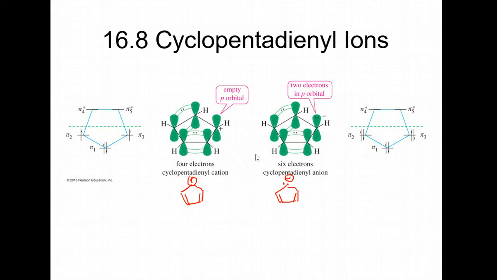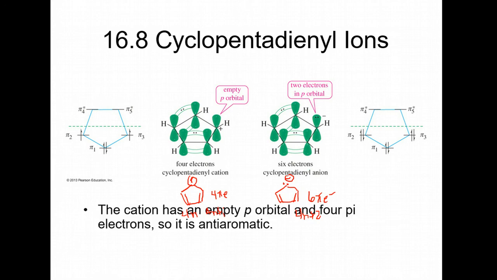And then now comes the 4th criterion, 4n or 4n plus 2. Well, the cation follows the 4n rule, right? There are 4 pi electrons here. So it fits the 4n, so this compound would be anti-aromatic. This one has 2, 4, 6 pi electrons, so this would follow a 4n plus 2 system. So even with these compounds, the cyclopentadienyl anion is actually an aromatic compound.